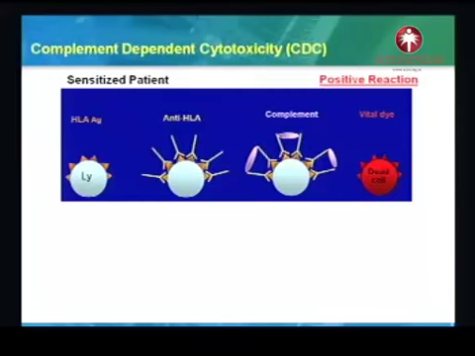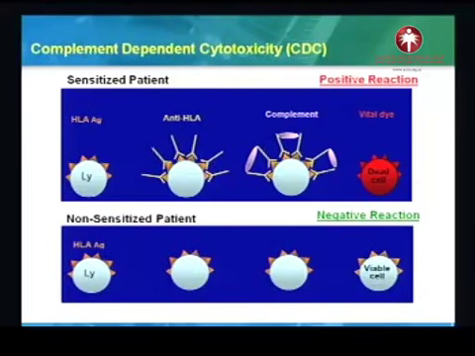But in the case of a non-sensitized patient, there are no anti-HLA antibodies in his serum. Again, when we incubate his serum with lymphocytes carrying HLA molecules, there will be no binding because no antibody exists. So when we go through the rest of the procedure, adding complement and then the stain, the stain will not enter the cell because the cell membrane is intact. The cell is not attacked by antibodies. We refer to this as a negative reaction.